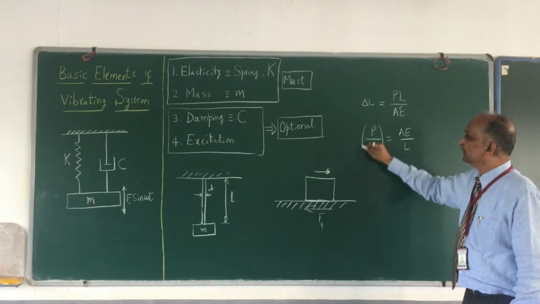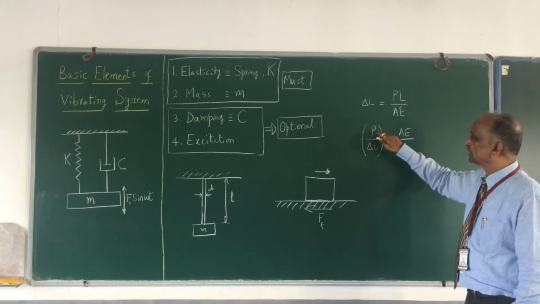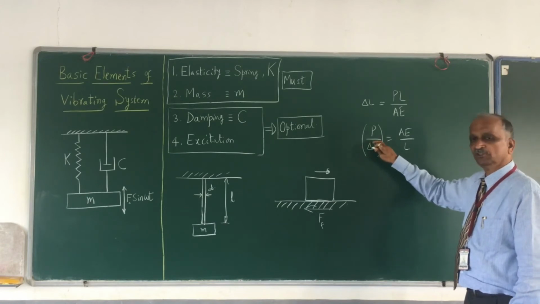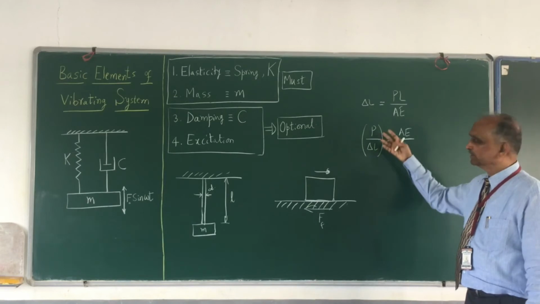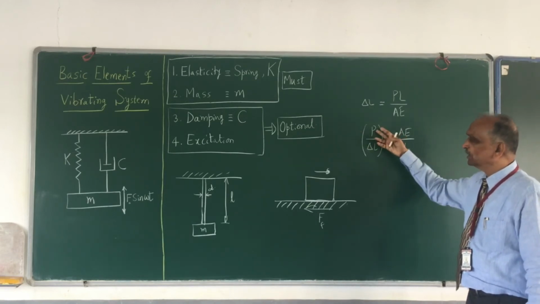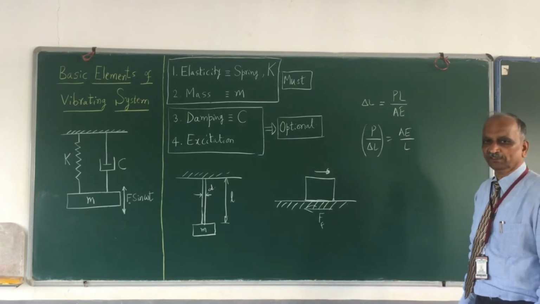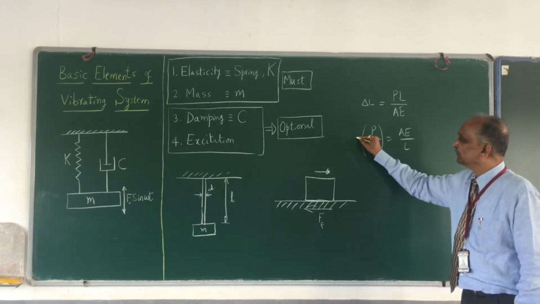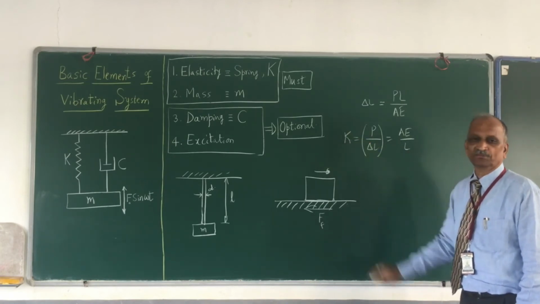And what is this P upon delta L? What is P? Force. Force responsible for this much change in length. If I calculate this, what is this? Force required for unit deflection, unit change in length. This is basically the force required for unit change in length. It is nothing but stiffness.